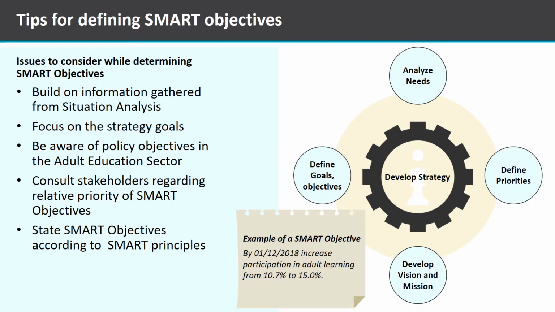Second tip is to focus on strategy goals. Third tip, be aware of policy objectives in the adult education sector of your country. Fourth, consult stakeholders regarding relative priority of SMART objectives. We've already dealt with the module on stakeholder consultation, which may be of help to you. And then lastly, state SMART objectives according to the SMART principles that we've referred to earlier. An example of a SMART objective is, by the 1st of January 2018, increase participation in adult learning from 10.7% to 15%.